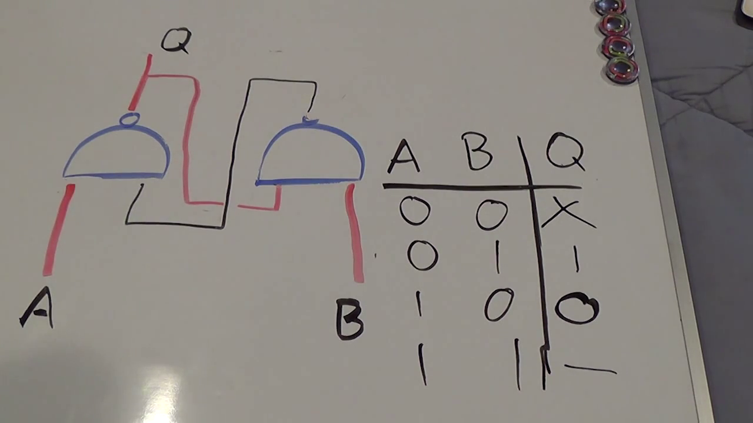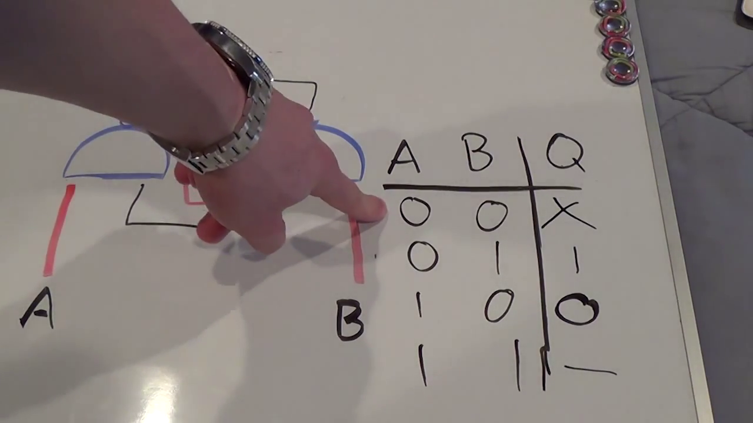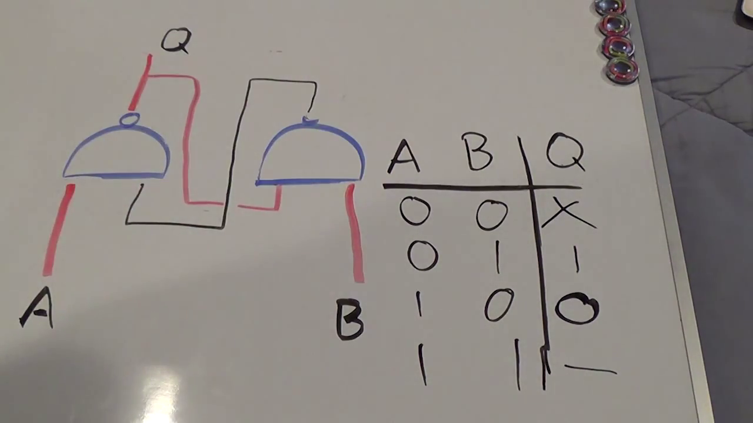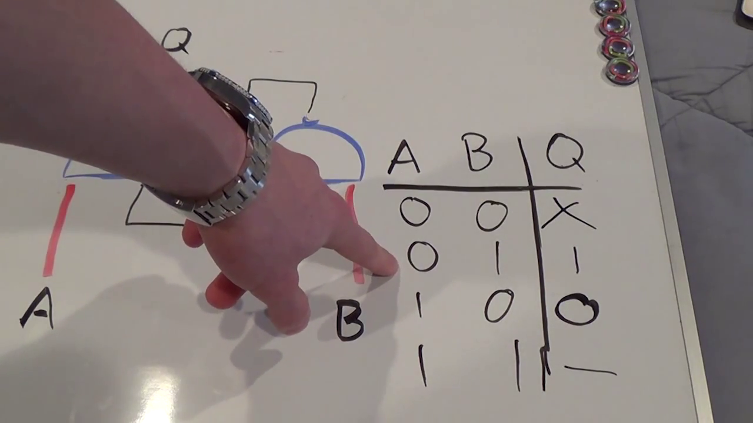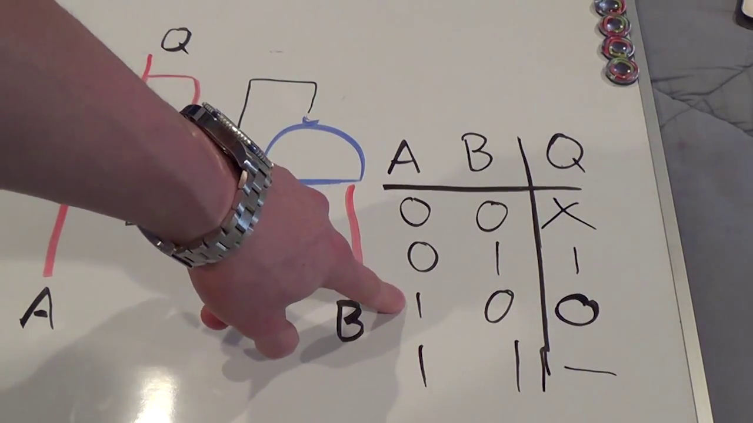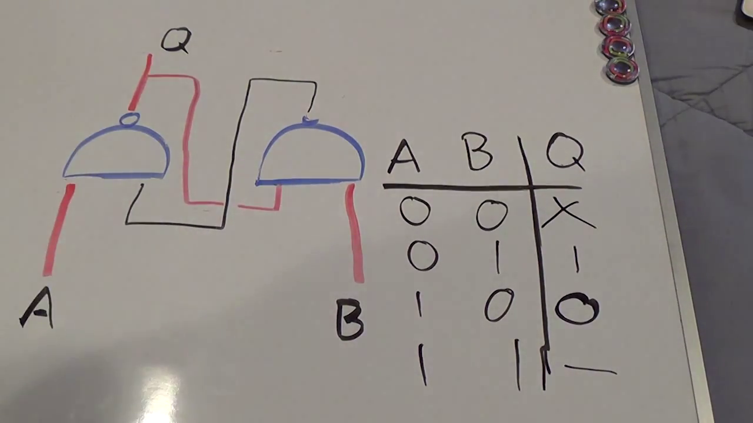So that is the set reset NAND gate. 0, 0 is a forbidden combination. Don't use it. You won't know what you're going to end up with for Q. Dropping A low brings Q high. Dropping B low brings Q low. And 1, 1 will just store the data at whatever it was at.